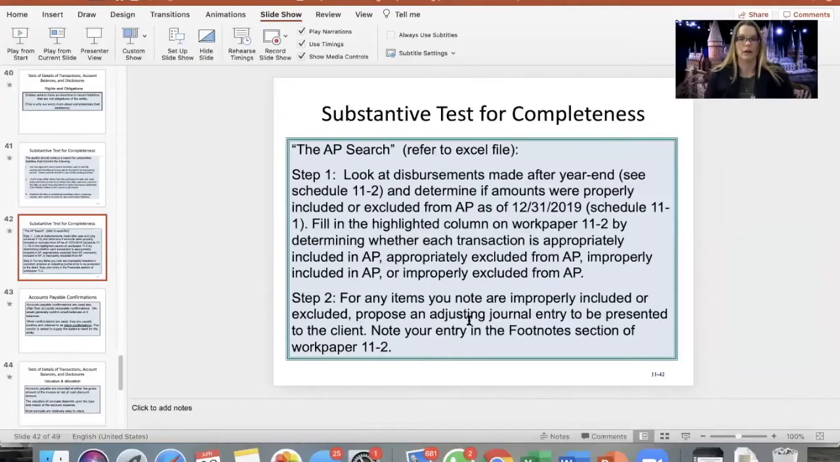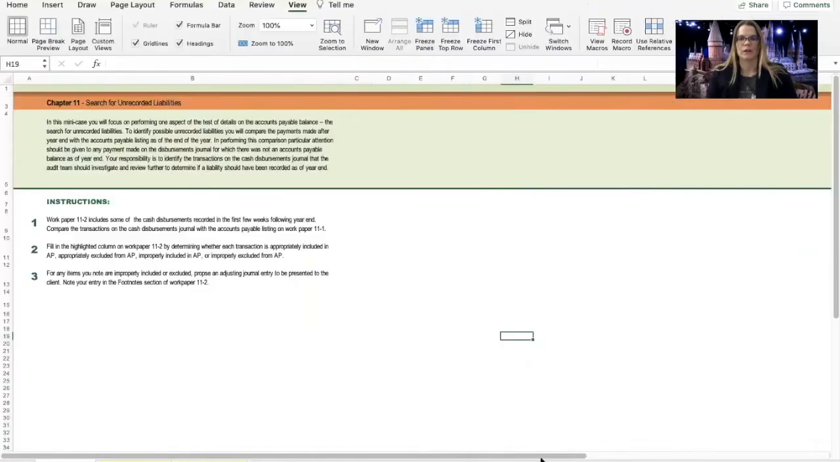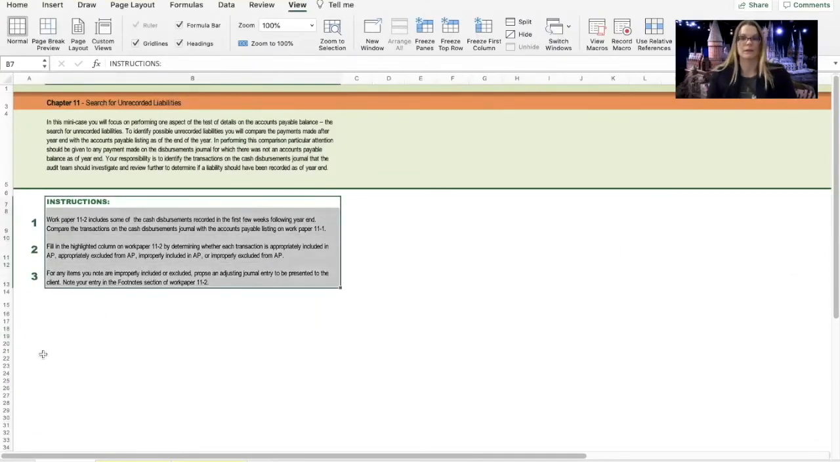If we look here, we see the first step in the AP search is to look at the disbursements made after year end, which is Schedule 11-2, and try and determine if these amounts were properly included or excluded from AP at 12/31/19, which is in Schedule 11-1. So looking here in my Excel file, and these instructions are basically the same as what's in the slide.